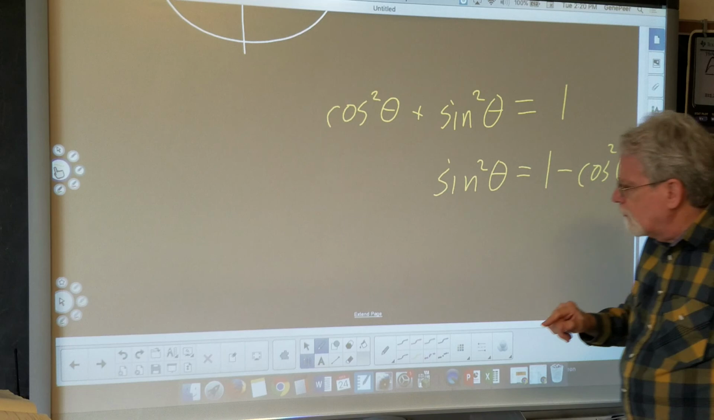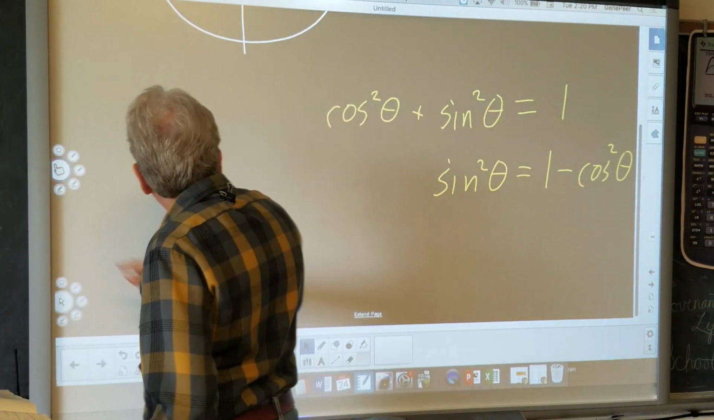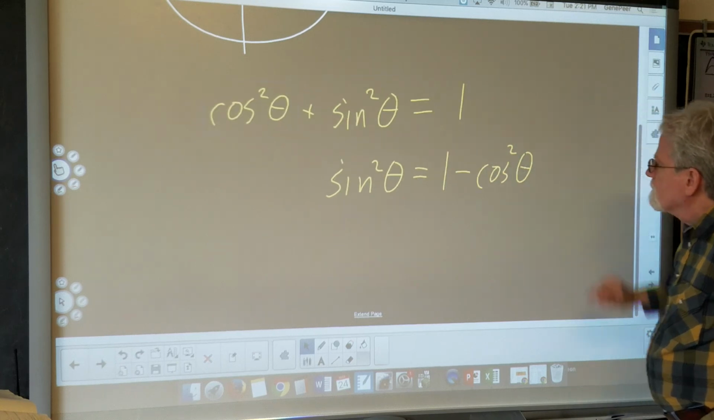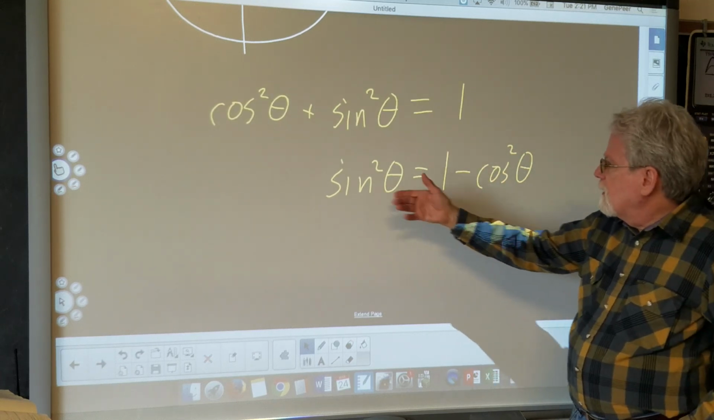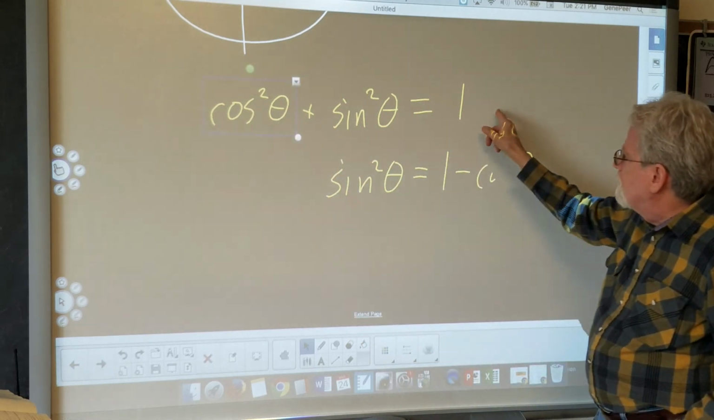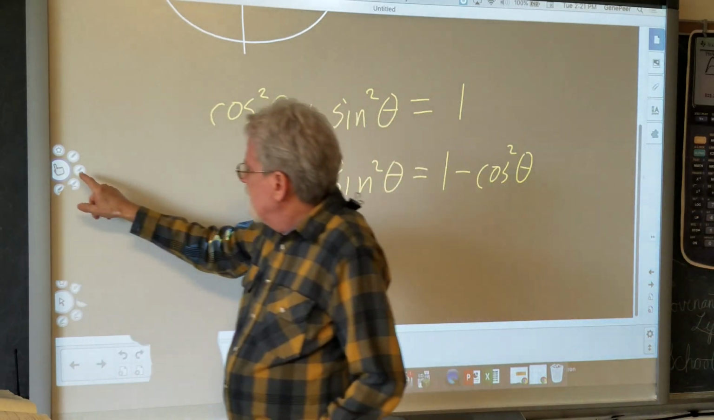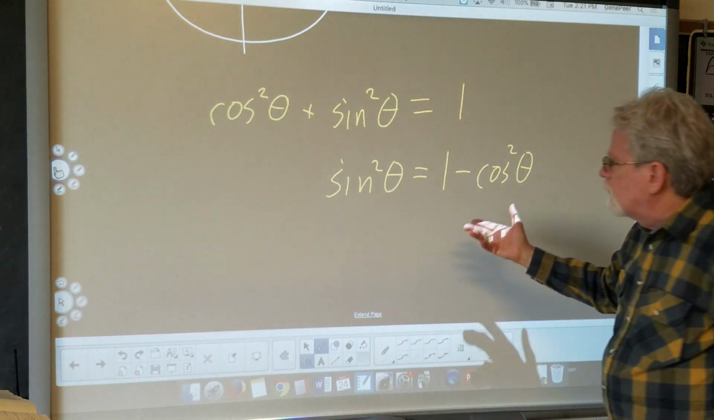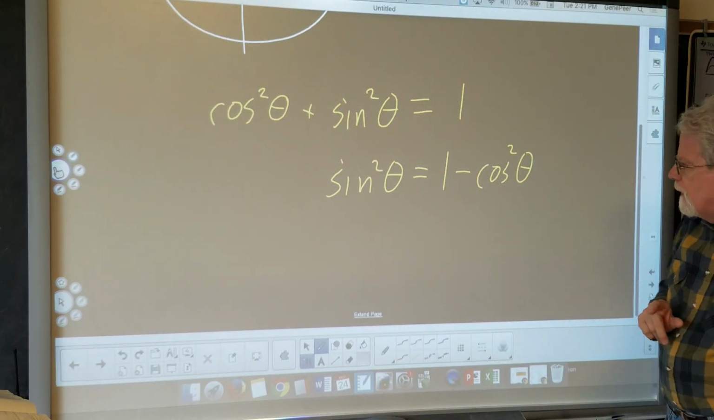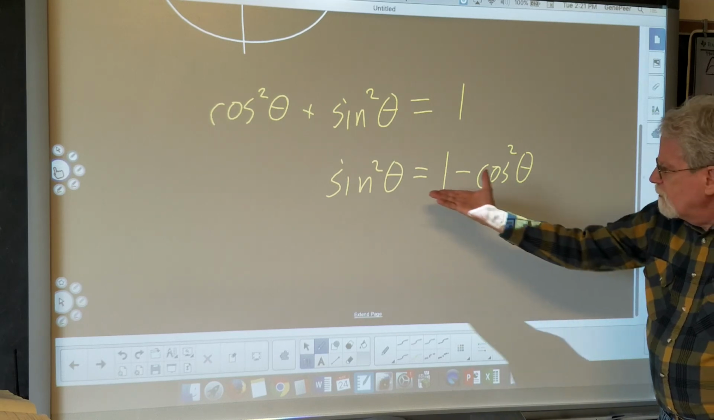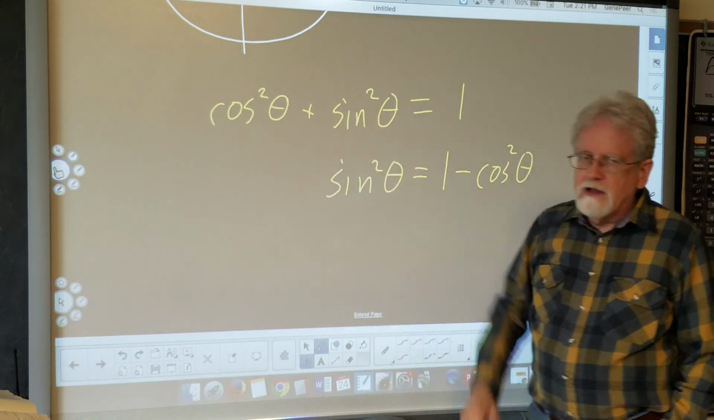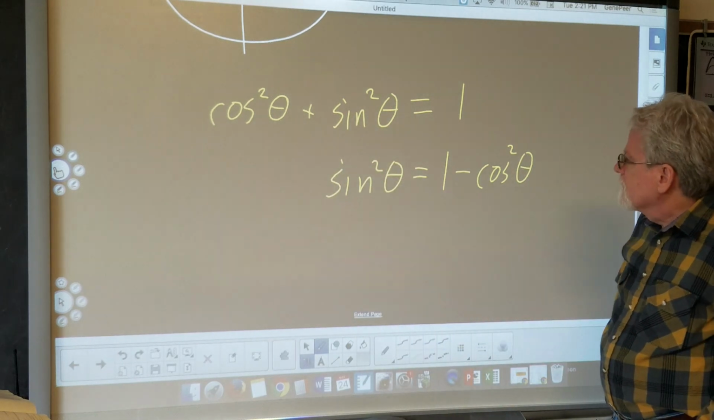Why do I always run out of room on the right side of the board? Let's move this over. There we go. Okay, so yeah, sine squared theta equals 1 minus cosine squared theta, simply subtracting cosine squared theta from both sides. We could do the same thing. We could write cosine squared theta equals 1 minus sine squared theta. So these things should be immediately obvious to you once you have this firmly in your psyche.